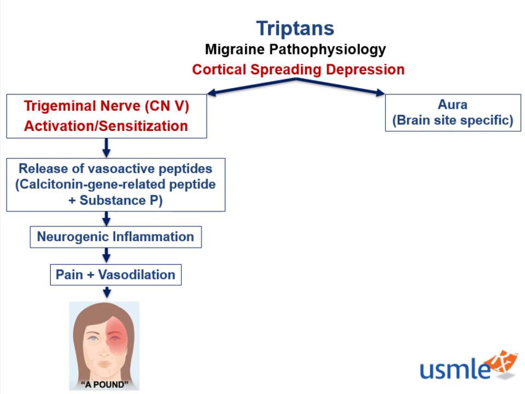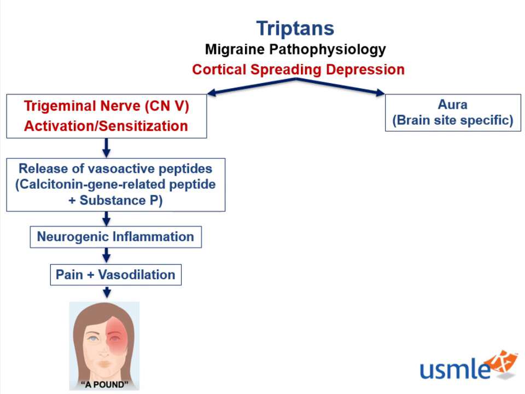Also, let me ask you, how many trigeminal nerves do you have? 2, right? If the cortical spreading depression affects only one of those trigeminal nerves, you get the classic unilateral quality of migraines. That makes sense, doesn't it?